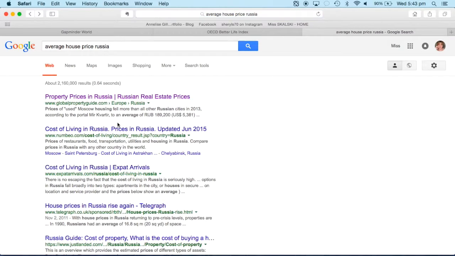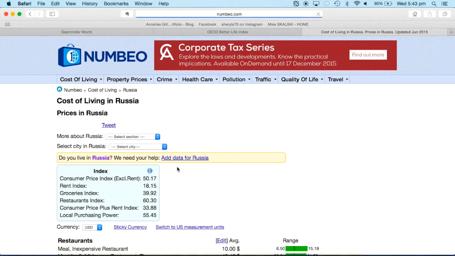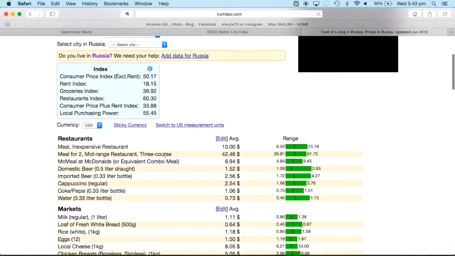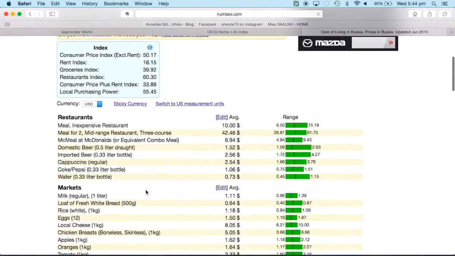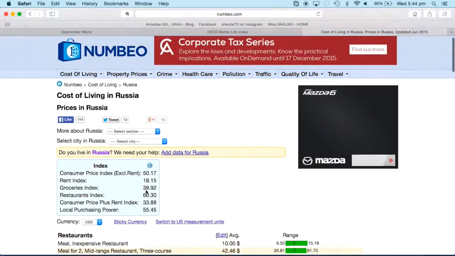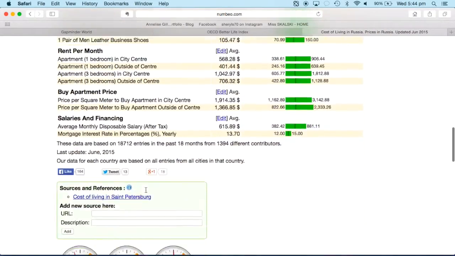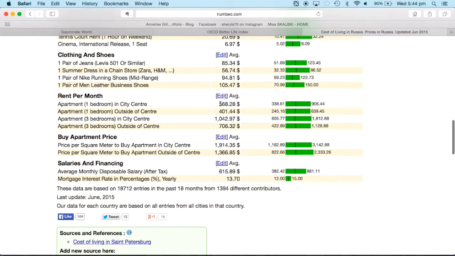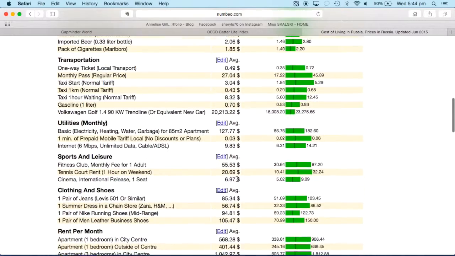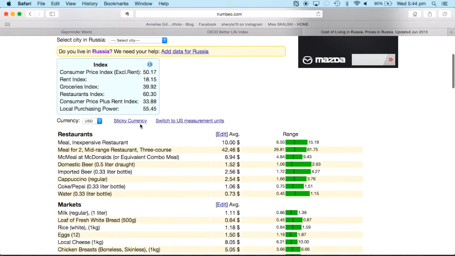Let's see if we can find average price Russia. Cost of living in Russia. So you need something to compare it with is what I'm getting at. So you might need to say, well, this is a price. Here we are. So we've got a bit of a price, cost of living. So we've got rent per month, which is $568. I want to say dollars, but I'm not sure. So I'd actually, oh, here we are.